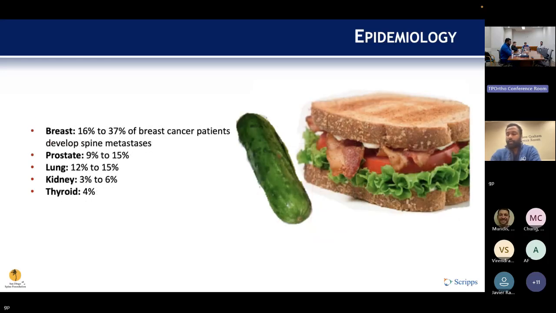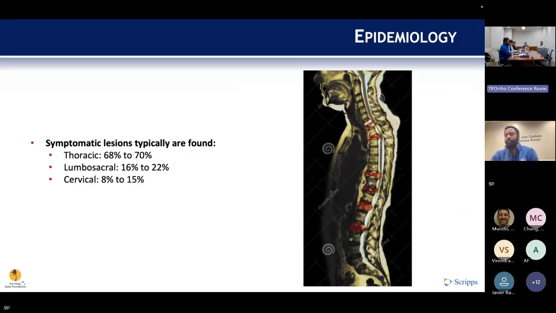And they can originate from a number of locations. If you think back to your tumor rotation and Step 1, you can remember BLT with a kosher pickle, and you'll remember these locations. While these numbers do fluctuate, particularly with advances in cancer treatment, these are still your five most common sites. Symptomatic lesions are typically found in the T-spine, followed by the lumbar, and finally the cervical spine.